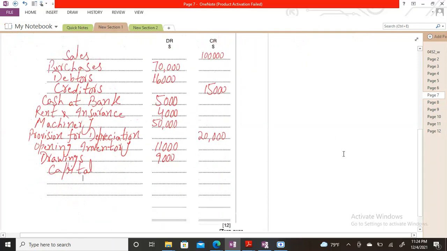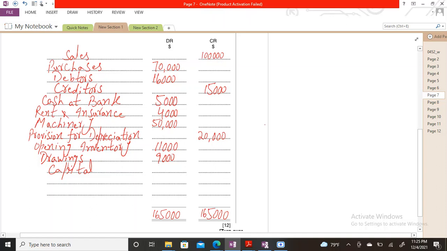Total the debit side: 70,000 plus 16,000 plus 5,000 plus 4,000 plus 50,000 plus 11,000 and plus 9,000. Right here you can see the double lines, which means the question will finish here, at 165,000. Both sides must be equal, so this side has to be 165,000.